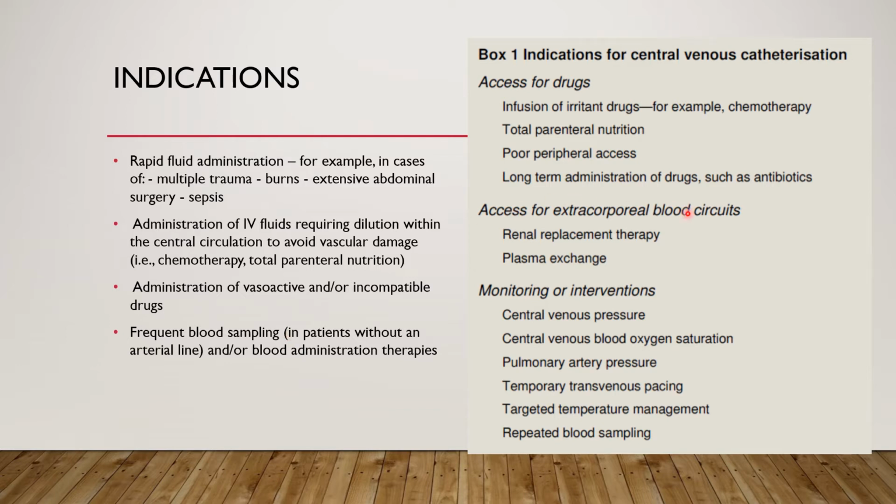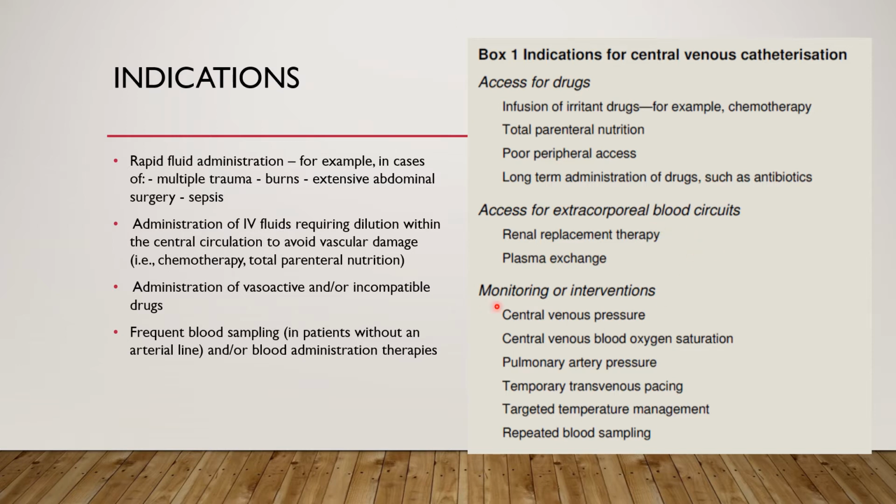It is also used as access for extracorporeal circuits, access for hemodialysis, renal replacement therapy, and access for plasma exchange. None of these things is possible without a central line. So you need a catheter, a hemodialysis catheter, which is placed into the central veins.